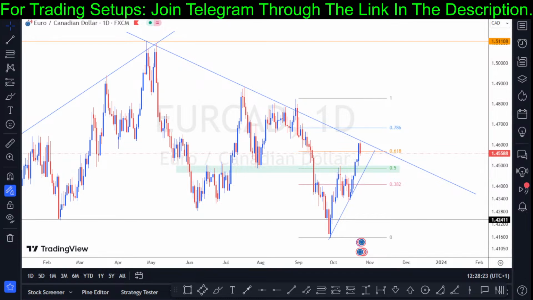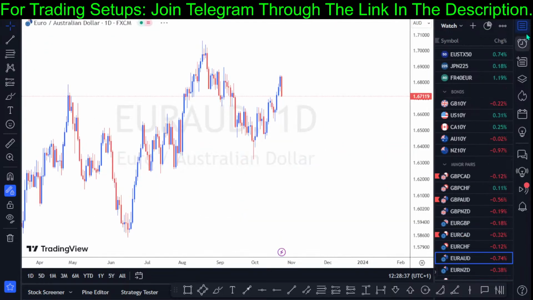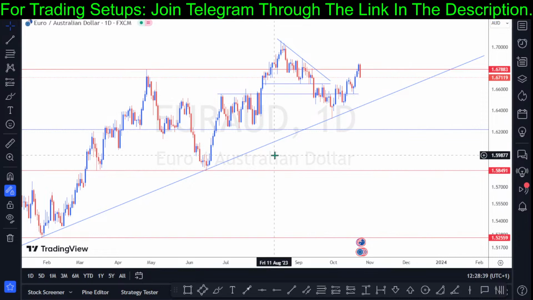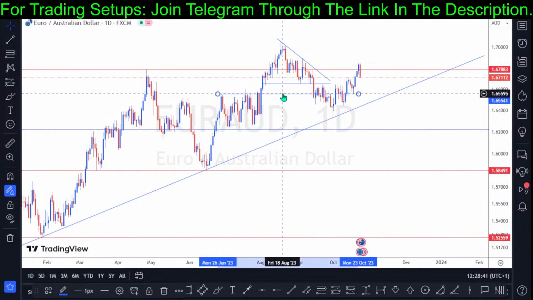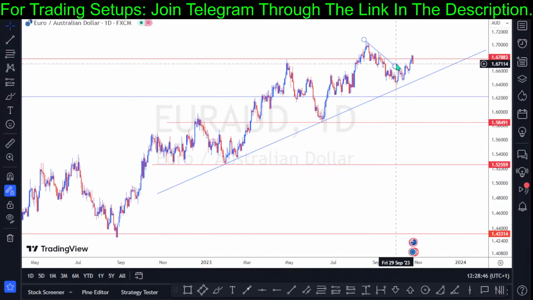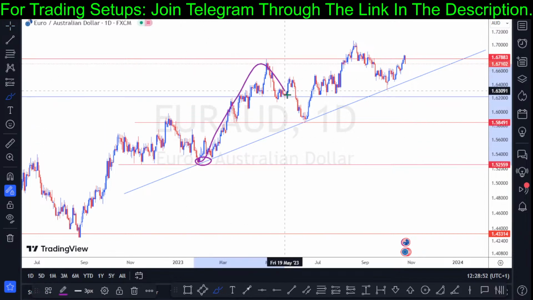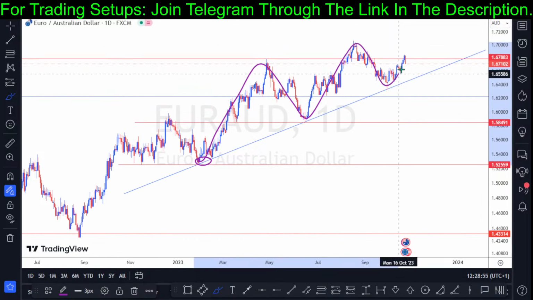On my list, I have the Euro Australian dollar. Let's go through the Euro Australian dollar. Okay. So based on what we have on the Euro Australian dollar, you can see the chart right here. You can see the chart is in an uptrend. Right from the swing low right here, we have price in an uptrend. The uptrend still continues upward.